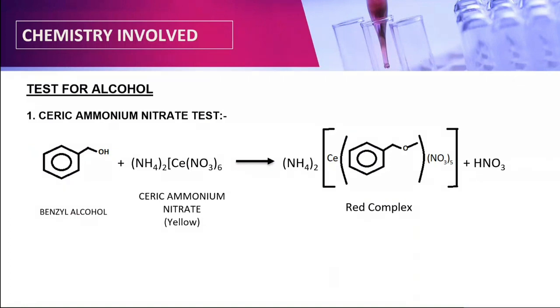So now, as we all are chemistry students, we should know what was actually the chemistry involved behind all these reactions. While performing the test for alcohol, our observation was that benzyl alcohol, as we have now identified the compound, on reacting with ceric ammonium nitrate, leads to the formation of a red colored complex, which is formed by the removal of the acidic proton of the alcohol, and it then forms a complex with the ceric ion.